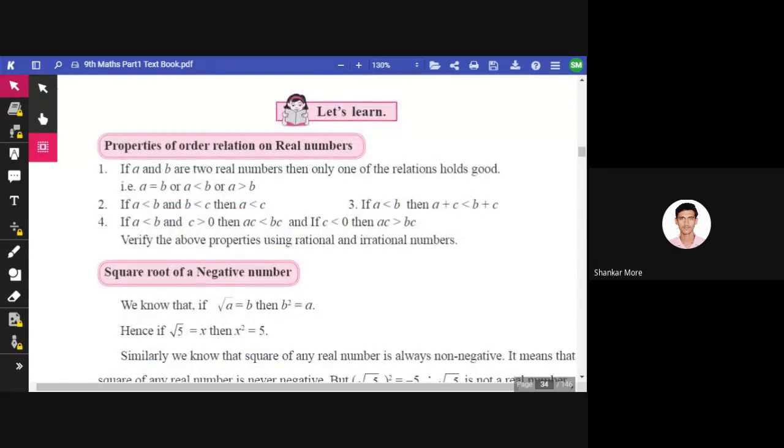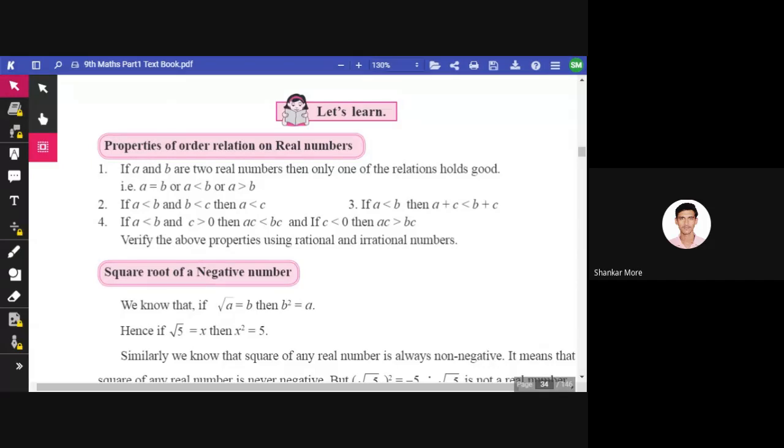Okay, properties of order relation on real numbers. If A and B are two real numbers, then only one of the relations holds good. Like A can be equal to B, A can be less than B, or A can be greater than B, which is quite obvious. मतलब कोई भी अगर दो नंबर हमें दिए गए हैं तो तीनों में से एक ही हो सकता है ना. एक तो वो दो नंबर जो है वो इक्वल रहेंगे, या फिर पहला नंबर दूसरे से छोटा रहेगा, या फिर दूसरा नंबर पहले से छोटा रहेगा. What is the logic in it? It is quite obvious.